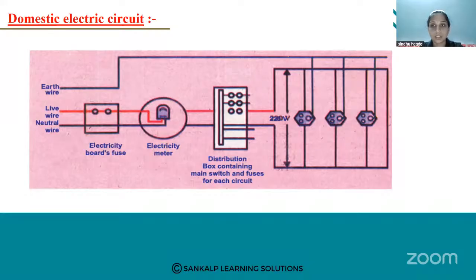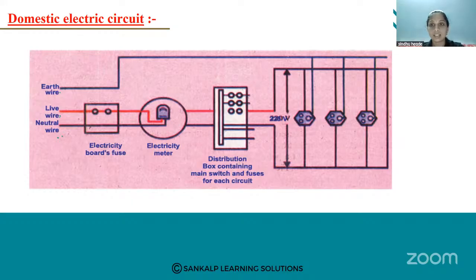Through some electric circuits, right? See here, this is the main electric circuit for our households. This circuit mainly contains 3 types of wires.